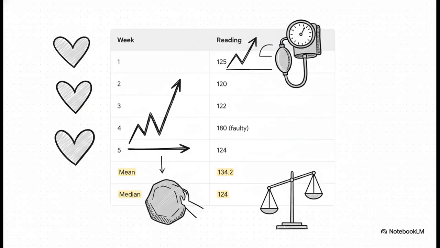The Source Handbook gives this perfect example with blood pressure readings. Check out what happens when a faulty machine gives a reading of 180. The mean, the average, suddenly jumps way up to 134.2. That doesn't really reflect what's going on in the other 4 weeks at all. But the median, the middle value when you sort them, is 124. That's a much more accurate picture of a typical reading, isn't it?